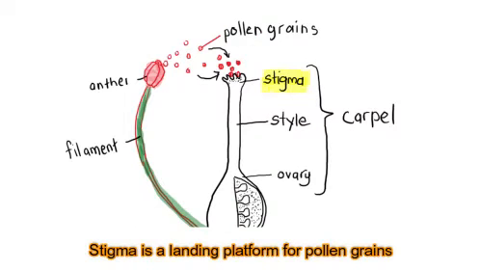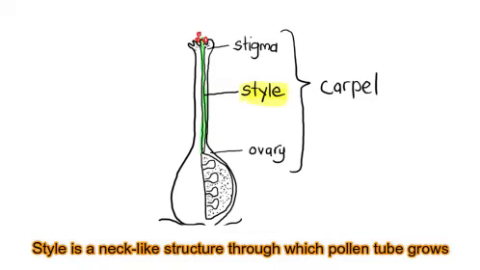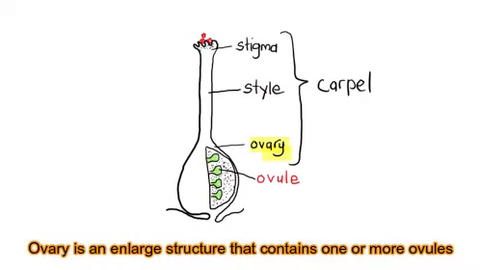Stigma is a landing platform for pollen grains. Style is a neck-like structure through which the pollen tube grows. Ovary is an enlarged structure that contains one or more ovules.